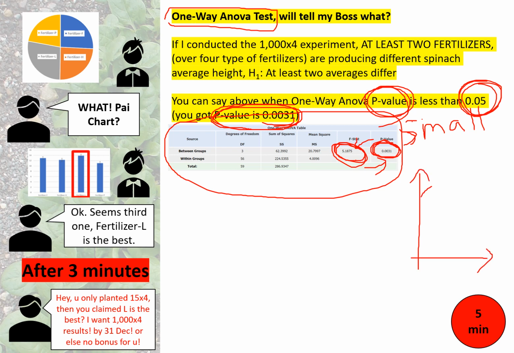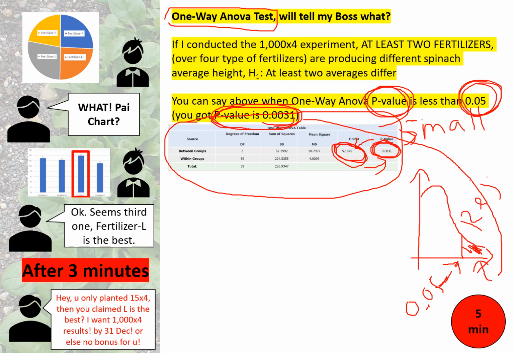What does it mean to reject the null hypothesis? 0.05 is our level of significance. In our case, 0.0031 is here, so we are inside the area where we reject the null hypothesis.